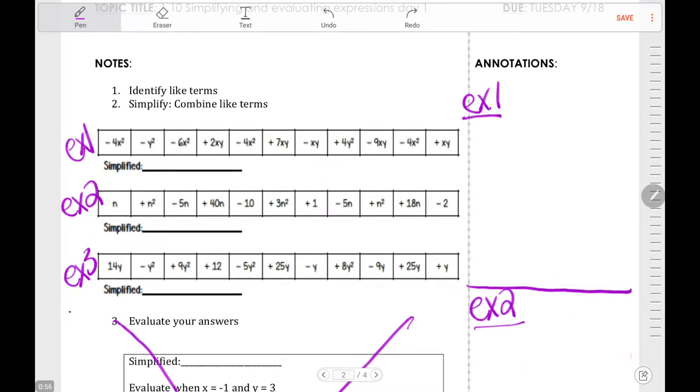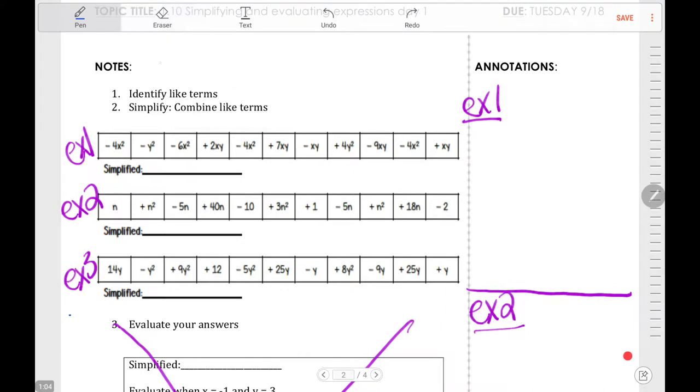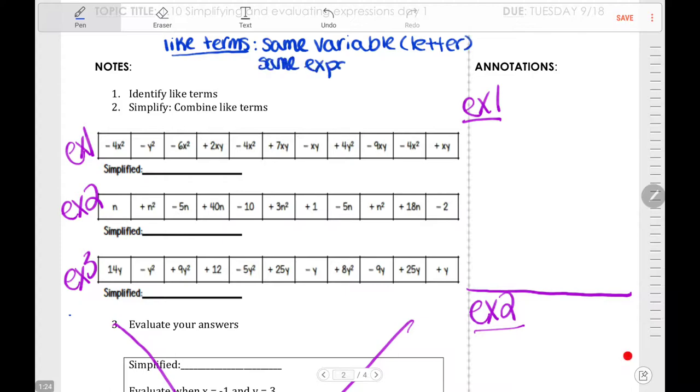We are recapping identifying like terms and combining like terms. But before we get into that, let's talk about what is a like term. Like terms have the same variable, and another word for variable is the letter, and the same exponent.